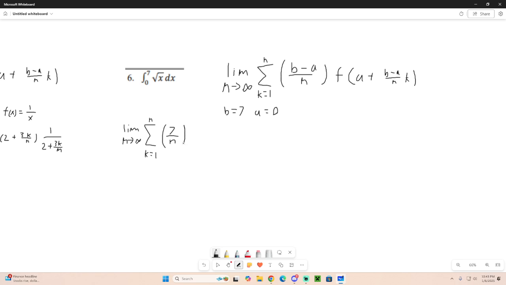So 7 over n times, now we have f of x is equal to the square root of x. That means f of, and I'm going to plug everything in, a is 0, so we just have 7 over n times k at the top, and that's equal to the square root of 7k over n. So times the square root of 7k over n. And that's our final answer.